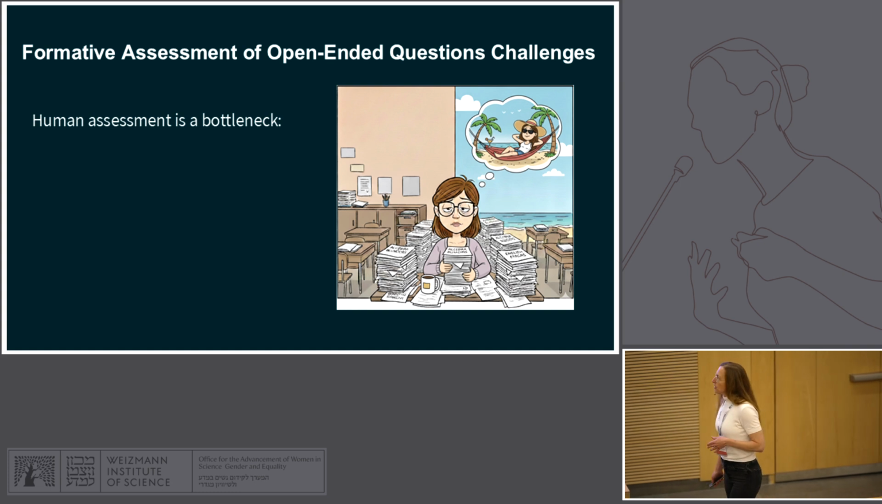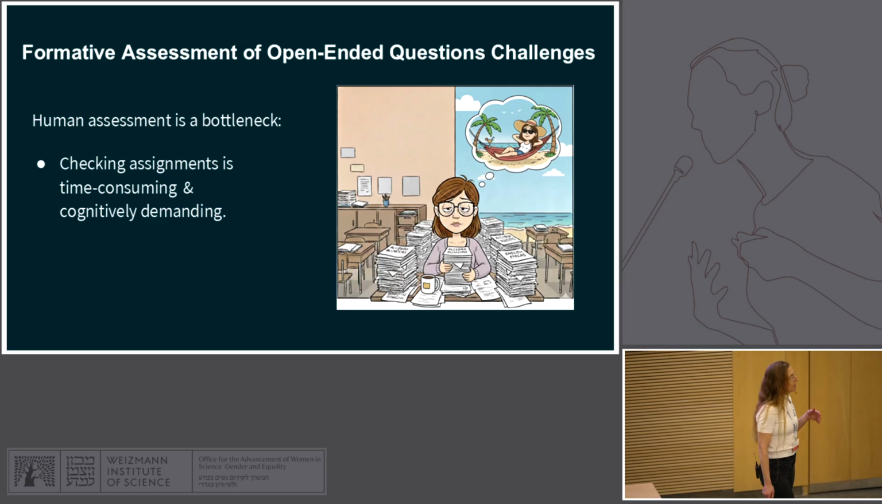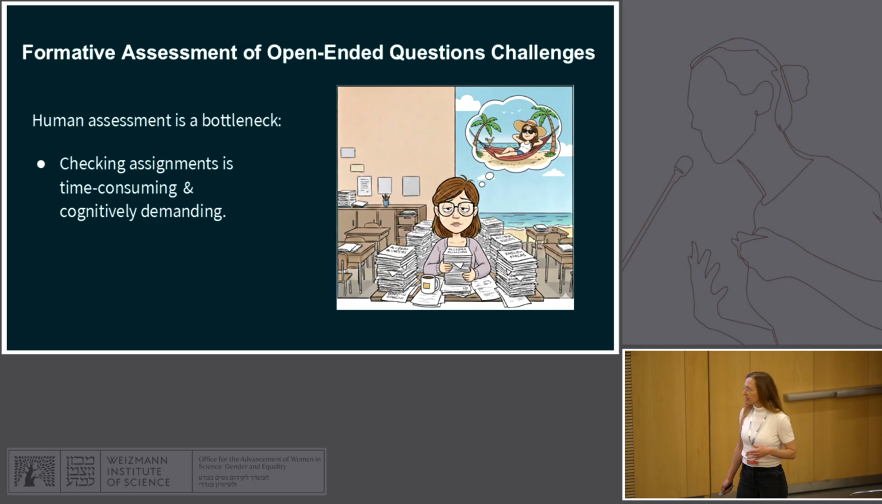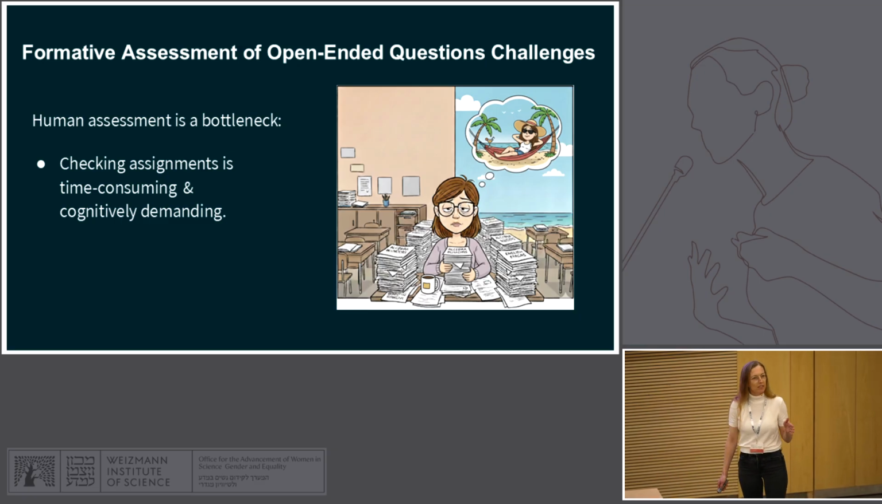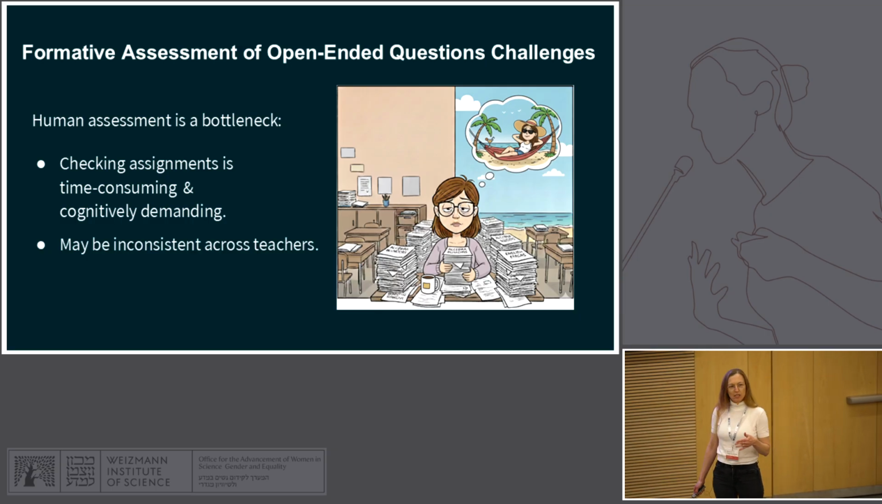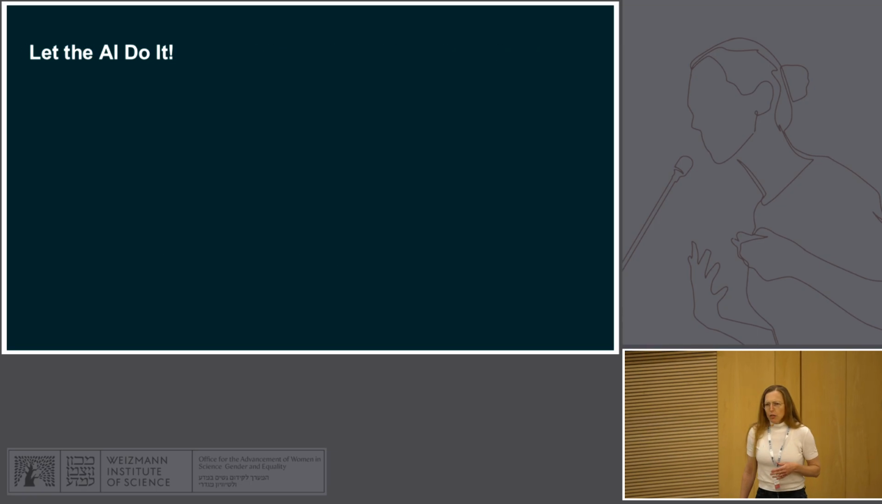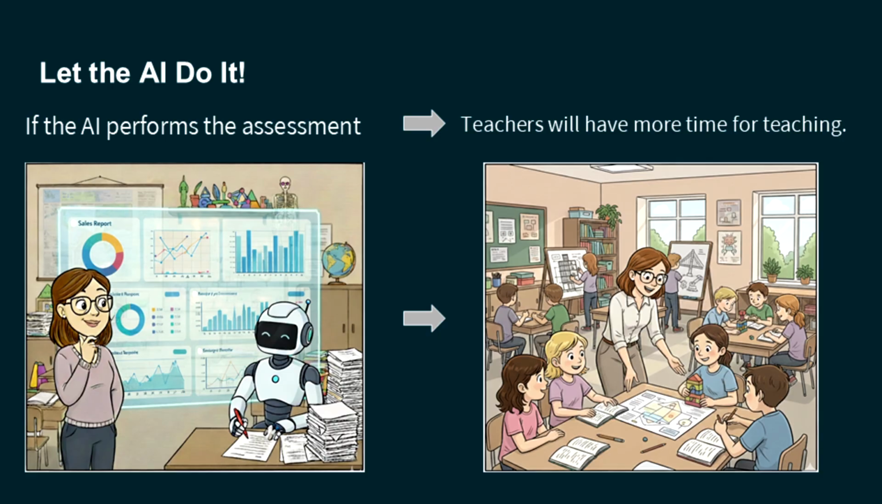So the problem is that human assessment is a bottleneck. Checking assignments is a time-consuming and cognitively demanding task. It takes lots of time distilling correct from incorrect, from subtle differences in the text. Assessment across different teachers can be inconsistent and many times include bias. We really want the AI to do it for us. If the AI can do the assessment part, then teachers will be more available to teaching.